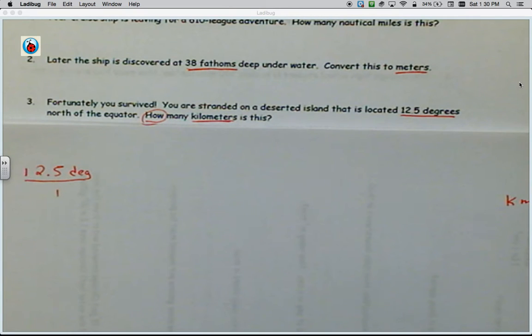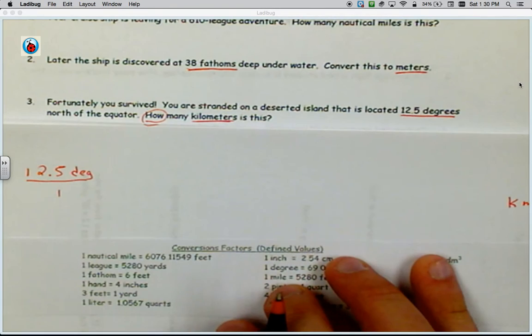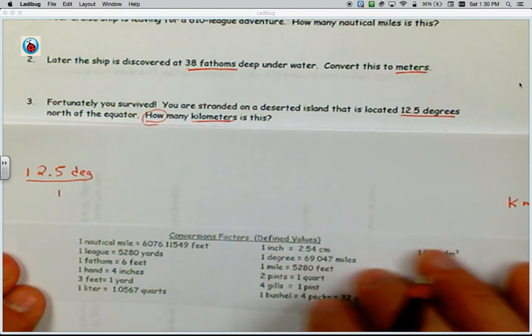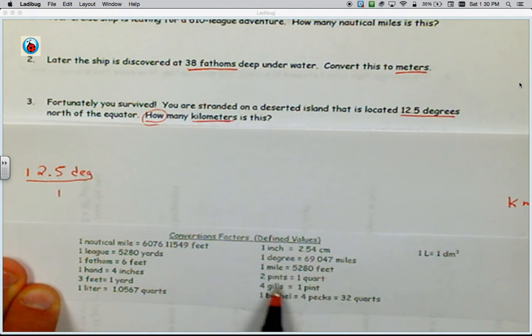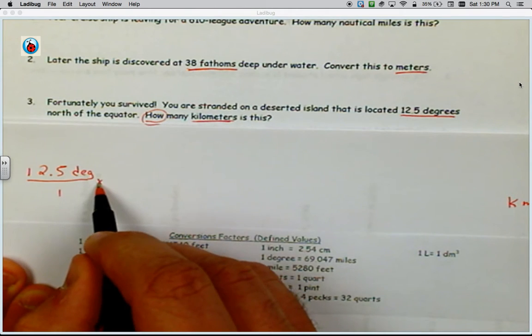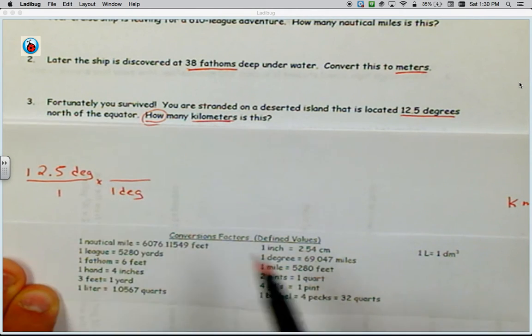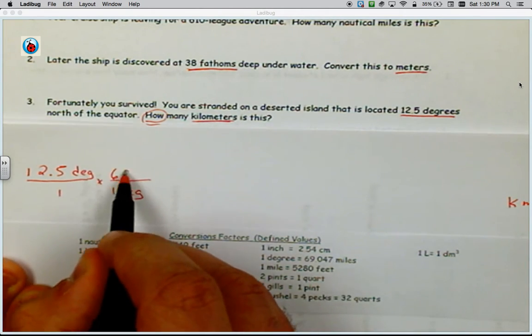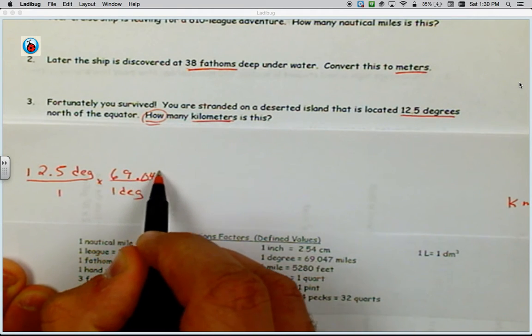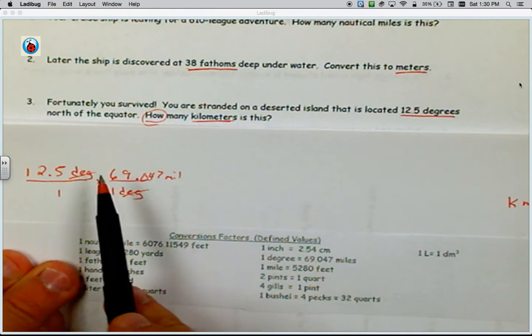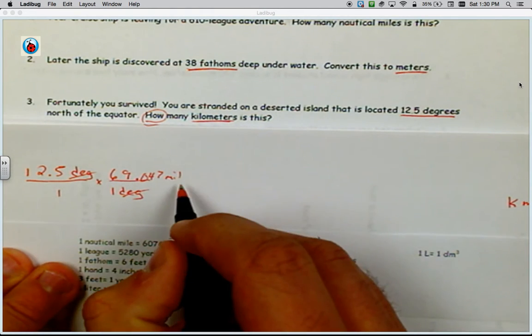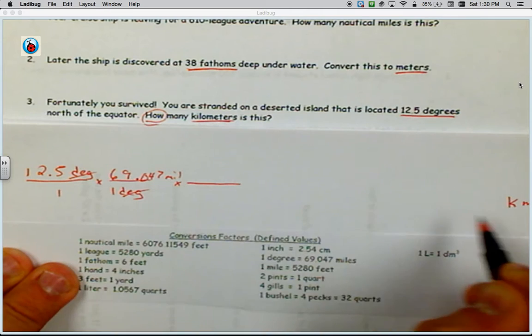All right, well, let's see what we know. Look on our conversion factors here. Do we know anything about degrees? We're starting in degrees. Degrees. We know that 1 degree is equal to 69.047 miles. Degrees cancel. Our units cancel across from each other. We're in miles, trying to get to kilometers.